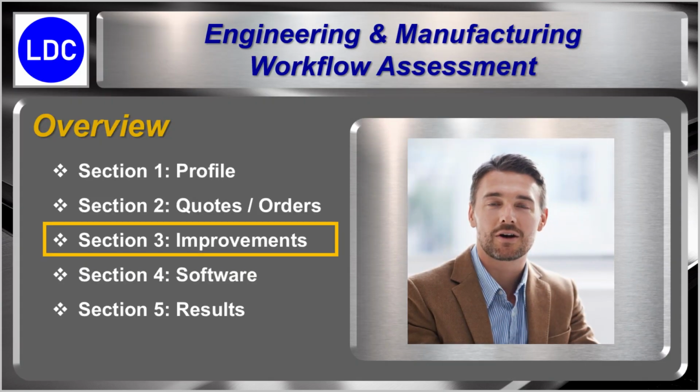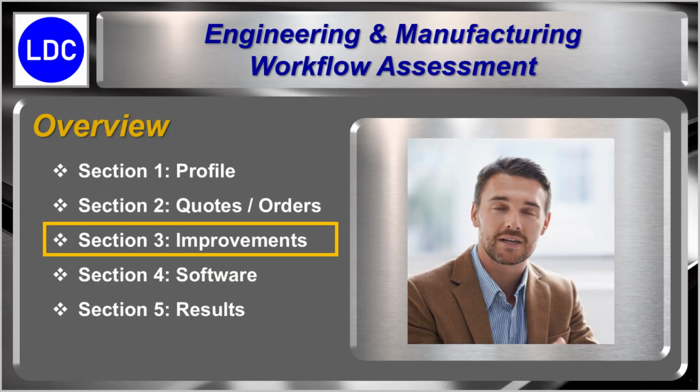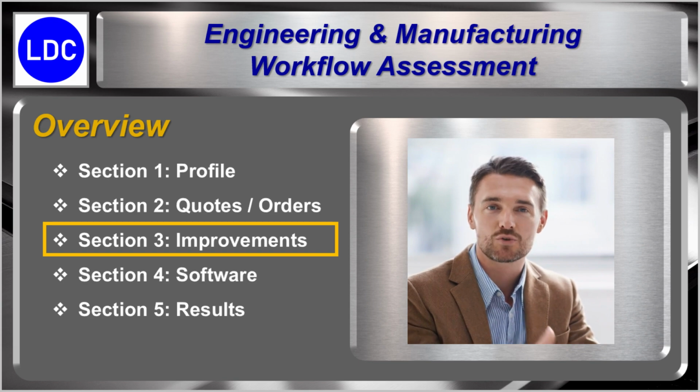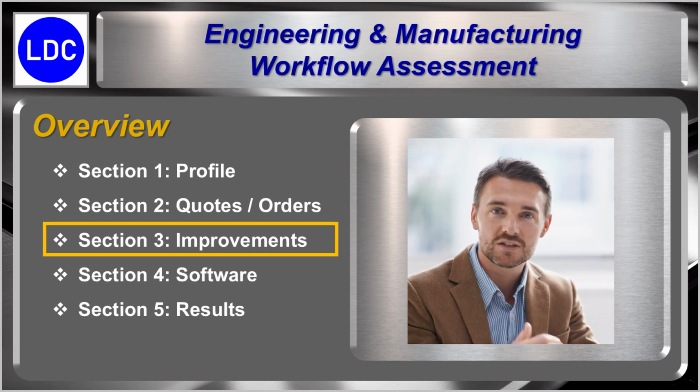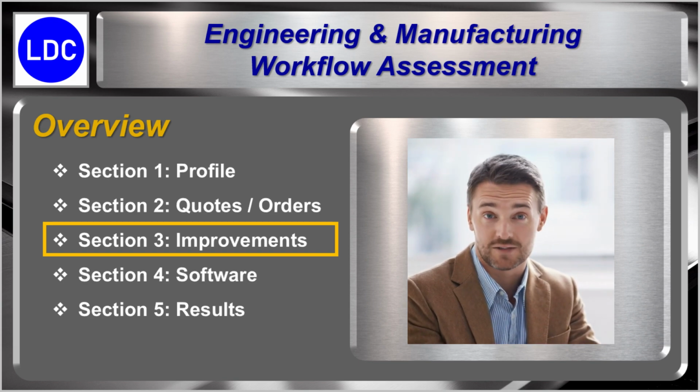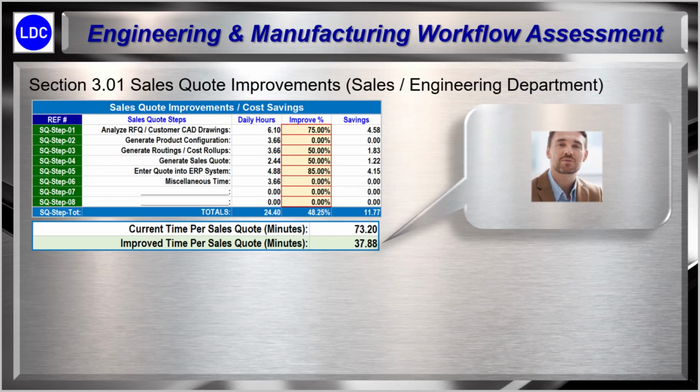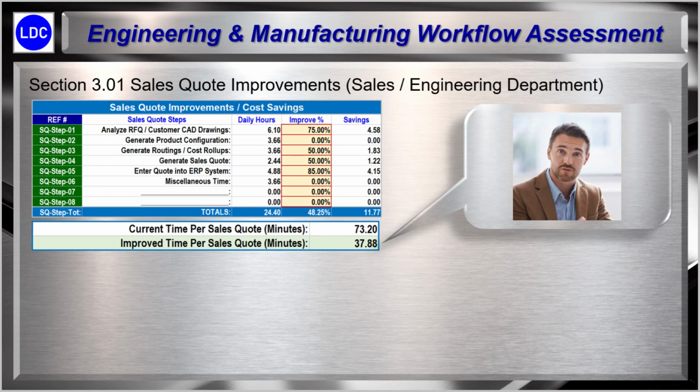Section 3 provides an area to select applied workflow functionality with identified improvement areas, along with the entry of potential improvement percentages to illustrate the potential savings and payback that is possible. When improvement percentages are applied to the sales quote workflow steps, the result of our example is a daily hourly time savings of 11.77 hours, which equates to 48.25% savings with the current sales quote process. Results of the improvement percentages reduces the average time to generate a sales quote from 73.2 minutes to 37.88 minutes.